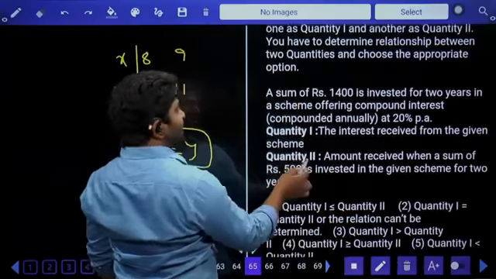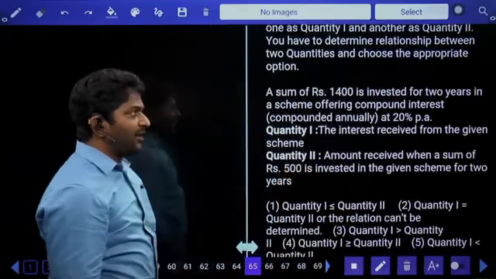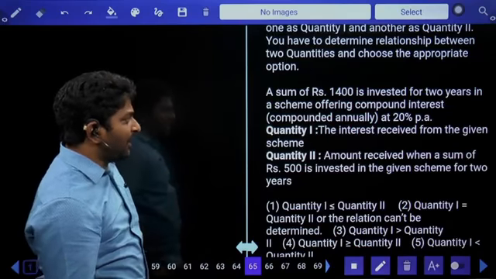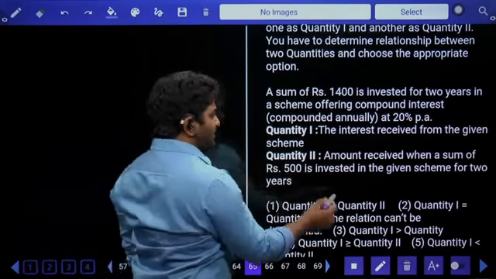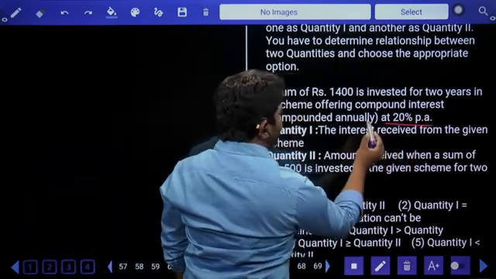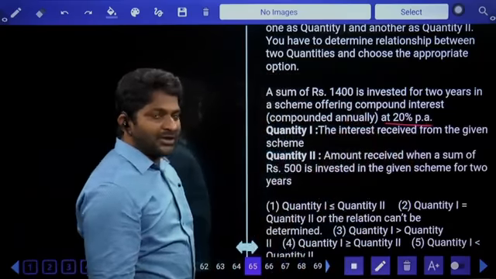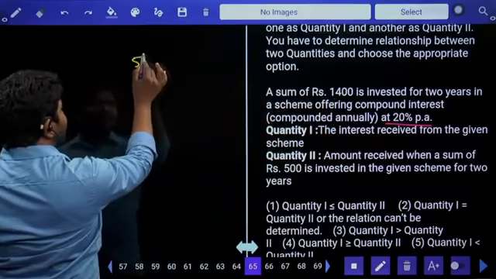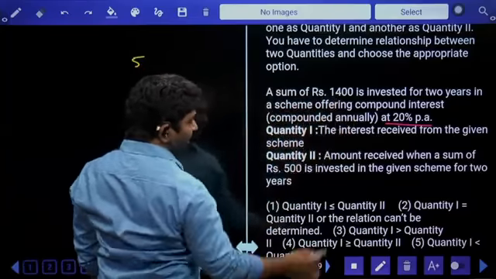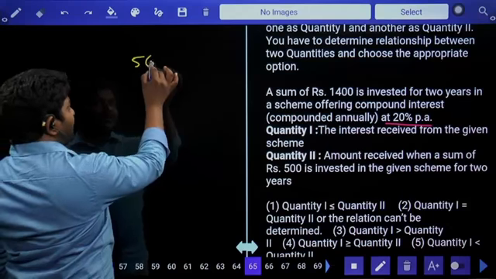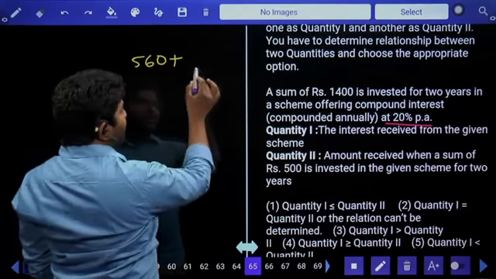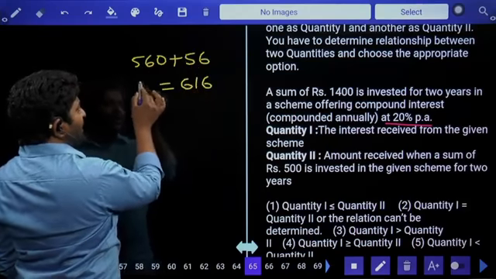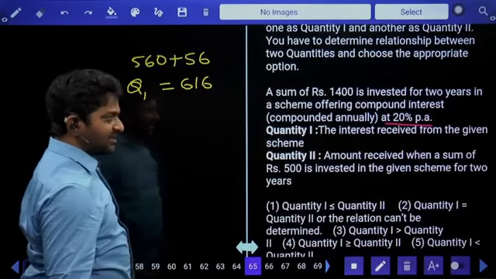Next, a sum of 1440 is invested for 2 years in a scheme offering compound interest at 20% per annum. The interest received from the given scheme is at the rate of 20% per annum. Compound interest for 2 years is 44%. 40% of this number is equal to 10%, 140 4 times, that is equal to 560, and 4% is equal to 56. Total Q1 is equal to 616.